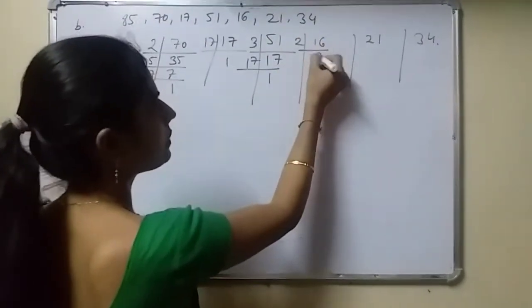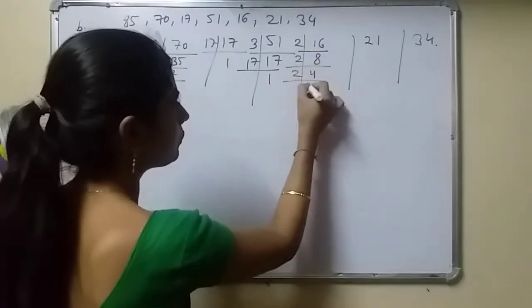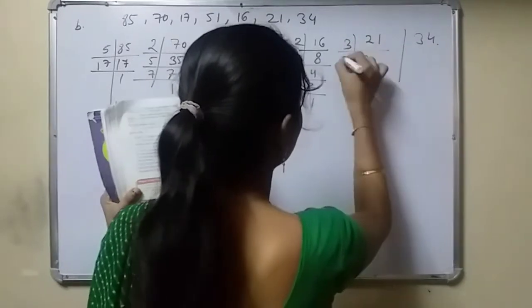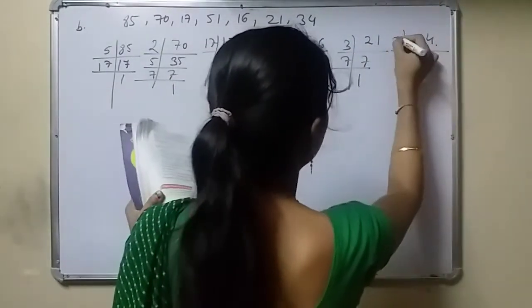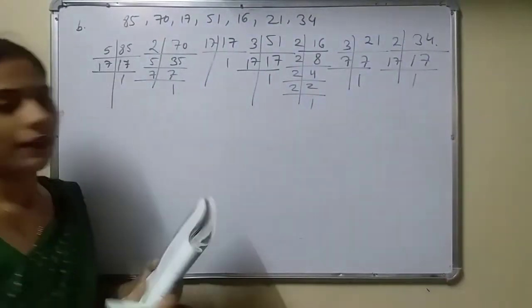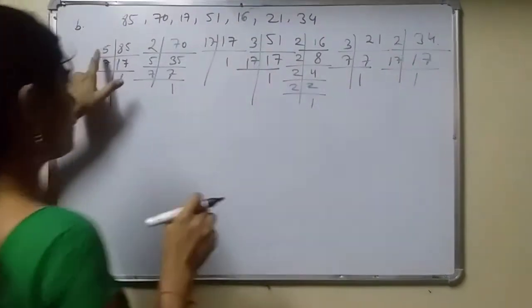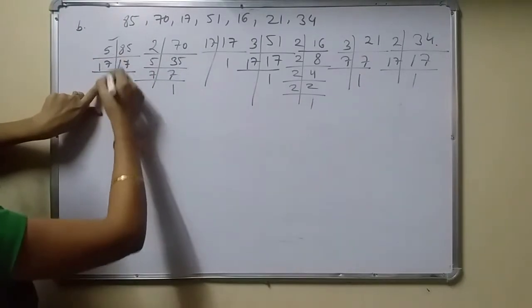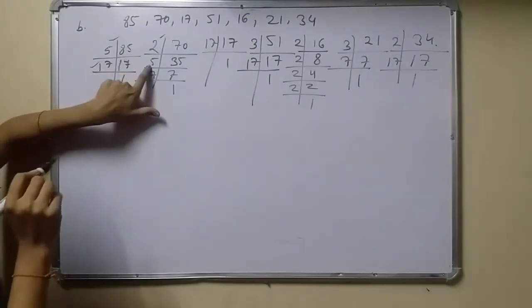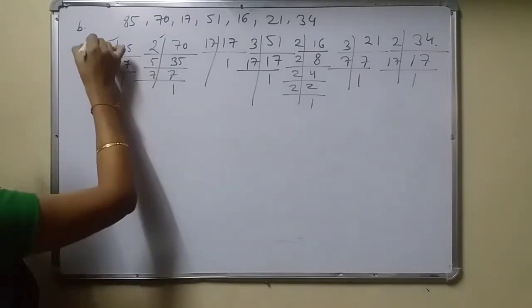By 2, 2 8s are 16, 2 4s are 8, 2 2s are 4, 1. Now see, where can you see the common factors here? Here is 5 and 17. 5 is also here, so it is not a co-prime number, and this is also not a co-prime number.